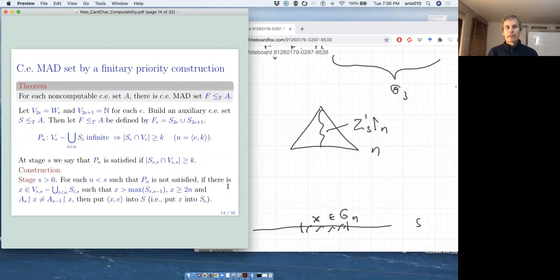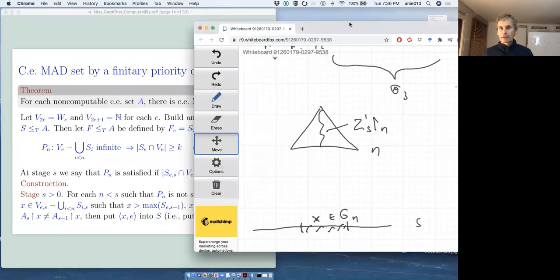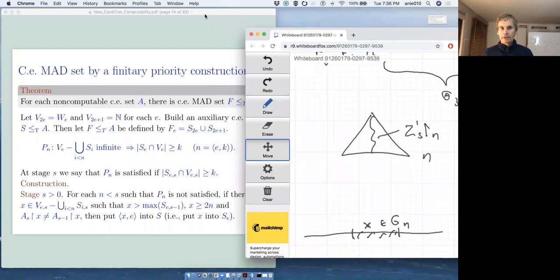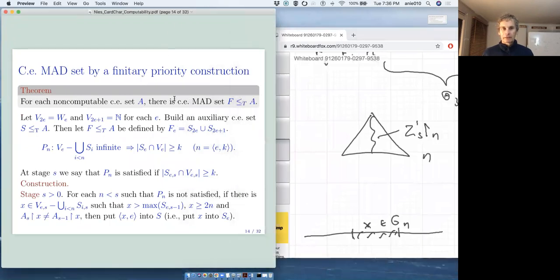A CE MAD set can be obtained by a finitary priority construction, which is not too unlike the construction of a Post simple set taught in undergrad computability. The only difference is really that I have these columns now, and I want to distribute infinite CE sets so that they hit one column infinitely often.